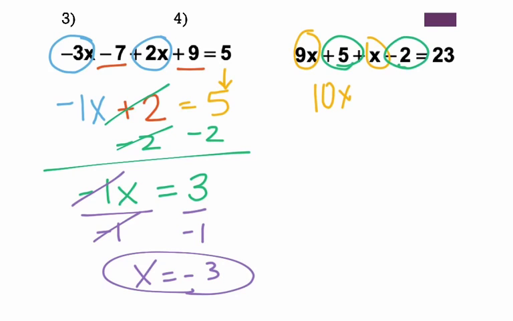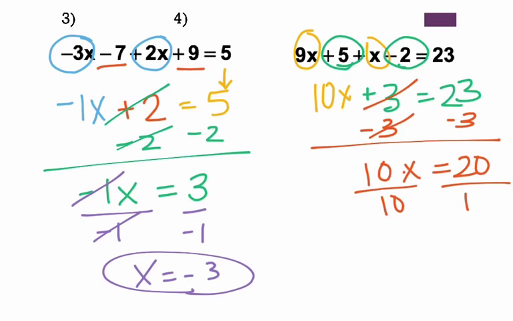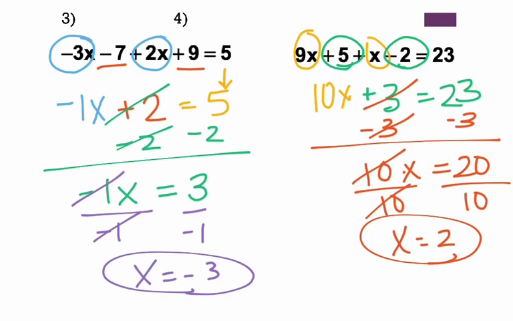5 minus 2 is 3, so plus 3 equals 23 still. Got to bring that down. First step, subtract 3 from both sides, get rid of that constant. So we have 10x is equal to 20. Then divide both sides by 10. Since it's being multiplied, the inverse is multiplication or division, so x is equal to 2.